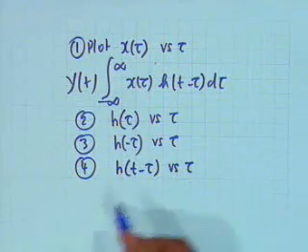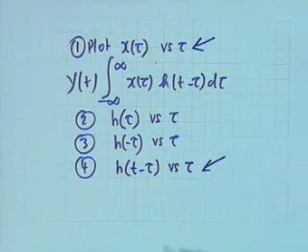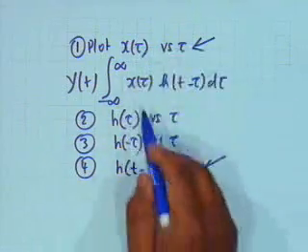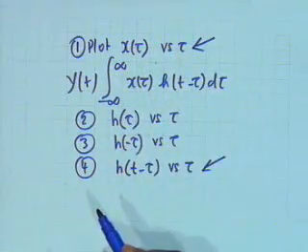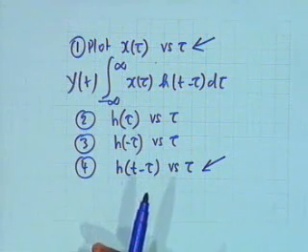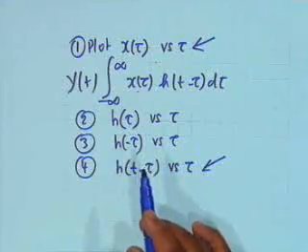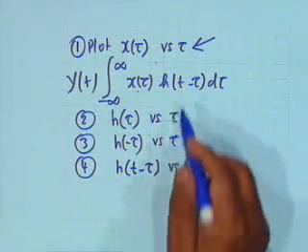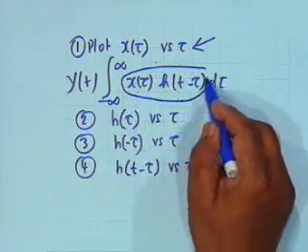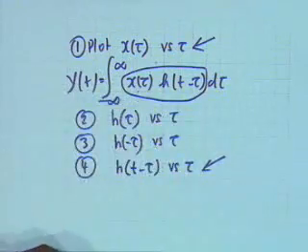Once you have these two pictures, that is, one is x of tau versus tau and the other is h of t minus tau versus tau, then you multiply the two, x of tau and h of t minus tau, and find out the area under the multiplication, under the multiplicand. That is, if you multiply these two, find the area under the plot of x tau h t minus tau versus tau. It is that area which will give you y of t.